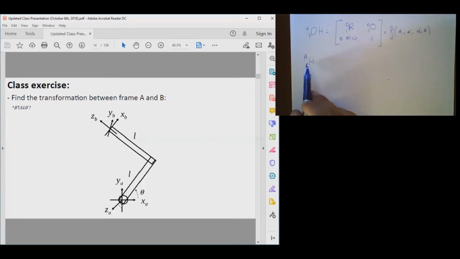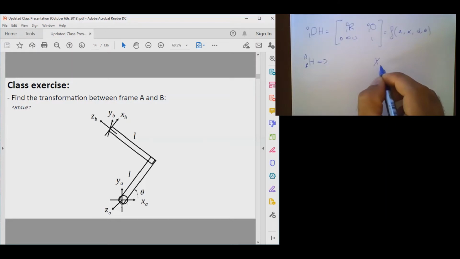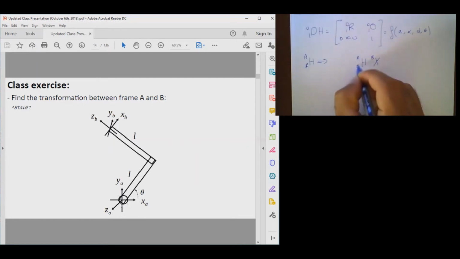What is HAB, by the way? HAB is the homogeneous transformation which I can use to convert, let's say, a vector in frame B. If I want to write that vector in frame A, I have to multiply it by HAB, and it's going to give me X in frame A. If I'm doing this whole operation with the homogeneous transformation, what will I get? Let me actually draw that for you guys here.